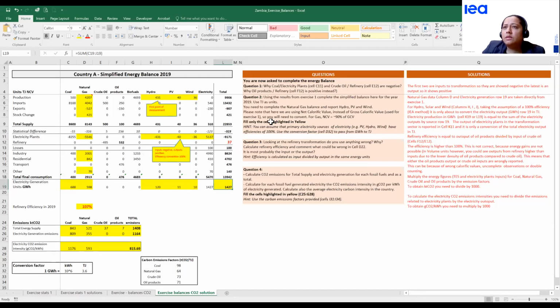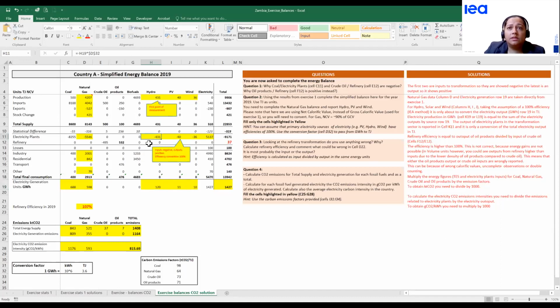The next question is about and report hydro, solar PV, and wind. So for hydro, solar PV, and wind, you know the electricity generation. And again, here you apply the physical energy content method that says that for hydro, solar PV, and wind, we apply a 100% efficiency. So here, you know, but here it's in gigawatt, and the table above, it's in terajoule. And the conversion from gigawatt to terajoule, it's 3.6.